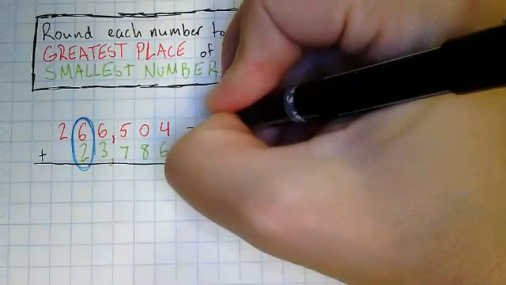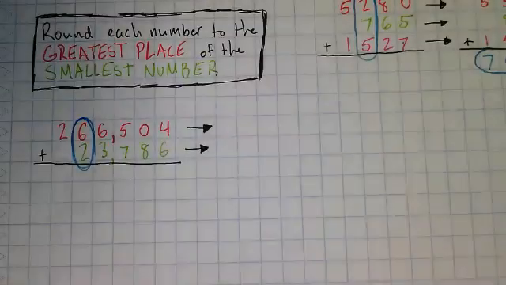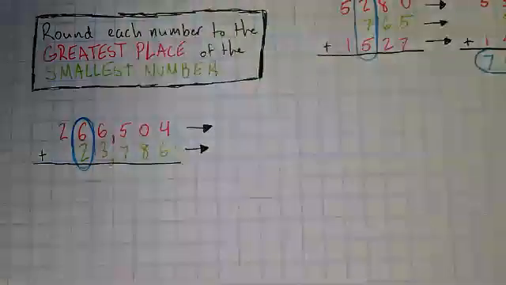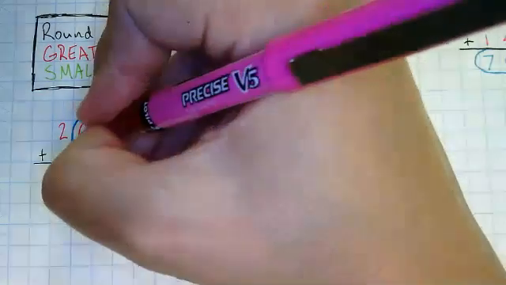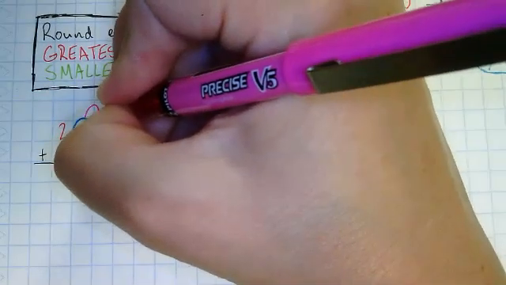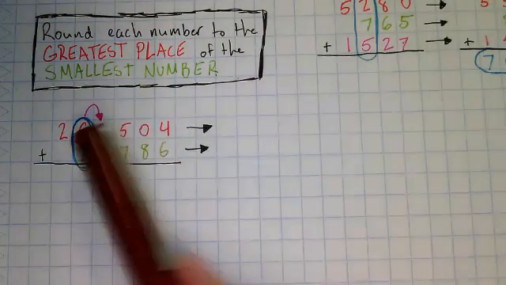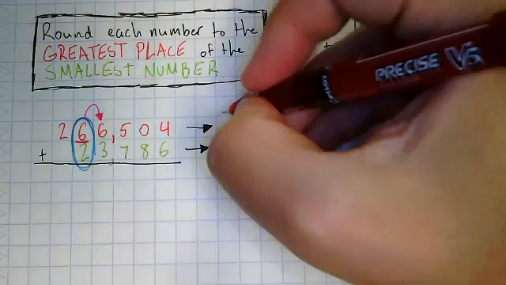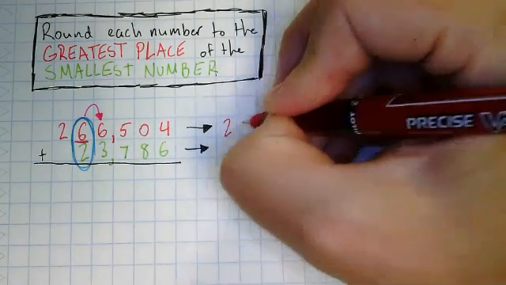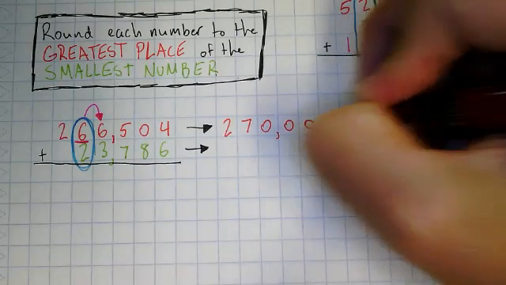So, let's go ahead and rewrite this problem. All right. For our first number here, 266,504. We're rounding to the nearest 10,000. That's this 6 right here. So we're going to look at the 6 next to it to see if this rounds up or down. Well, the 6 is 5 and up. That rounds up. So we're going to change this to 270,000.